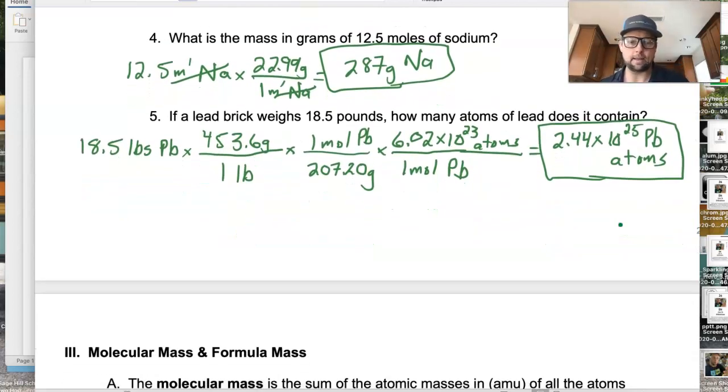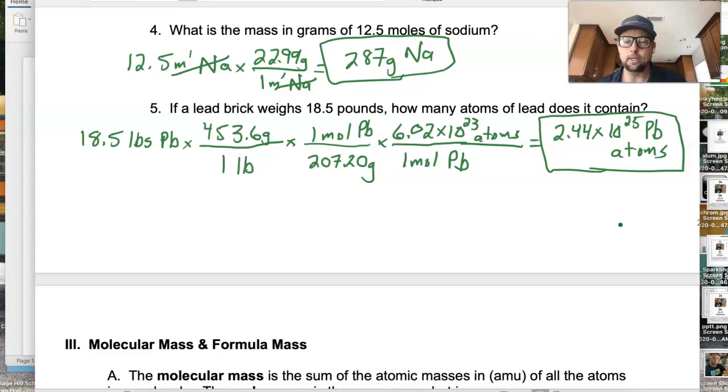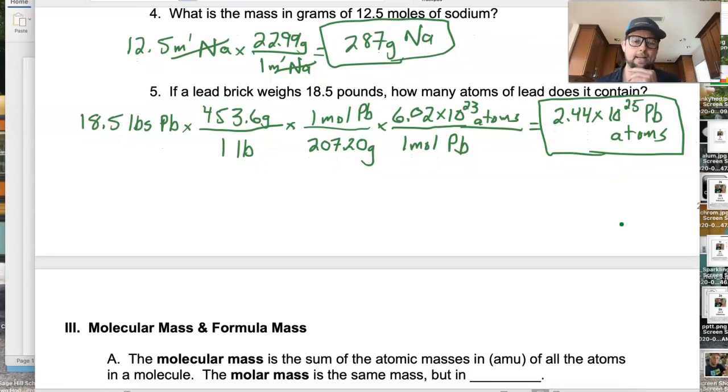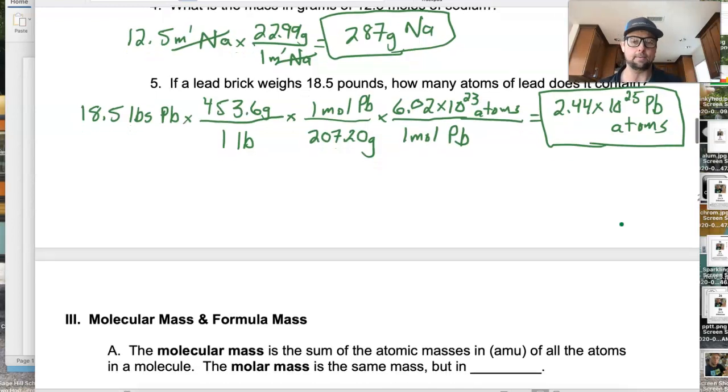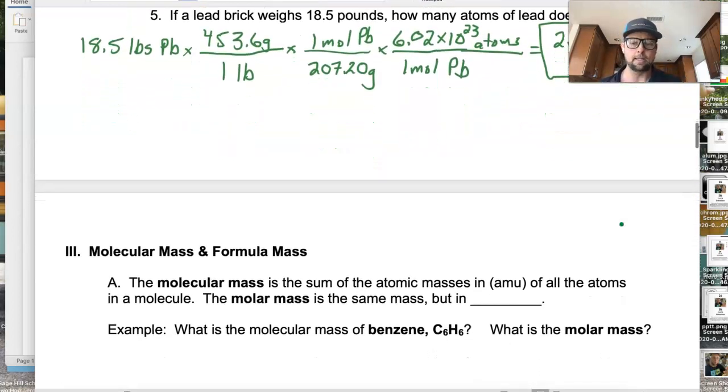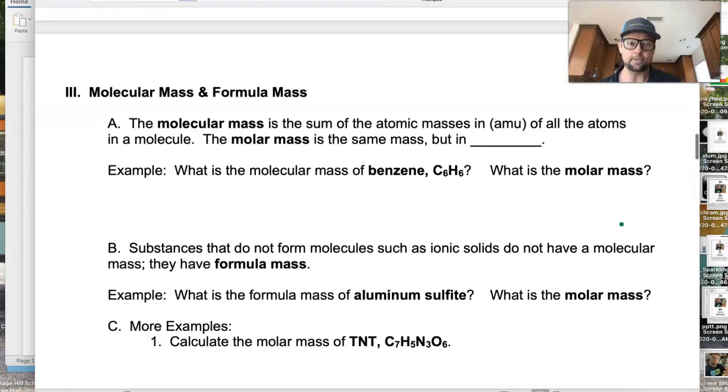So if you've ever held a piece of jewelry or a piece of dry ice and you've wondered how many atoms of platinum or gold or silver are in that piece of jewelry, or how many carbon dioxide molecules are in that piece of dry ice or ice cube, we can find it just by weighing it, and we know that they're a pure substance.